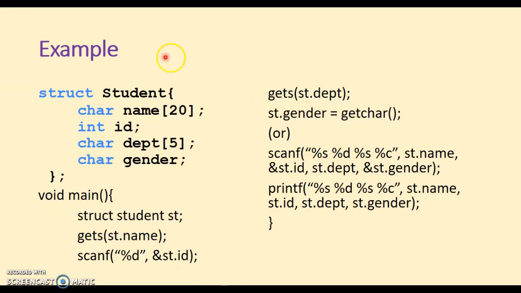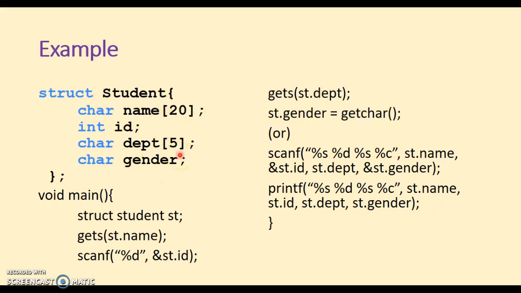So here we have one example. You can see struct student with character name 20, student id, department, gender. Okay, this is a structure declaration. Here I'm defining the main function. Within that, I'm creating a struct student variable st. Followed by, if you want to read this data from a keyboard, we need to access each and every field with the dot operator.